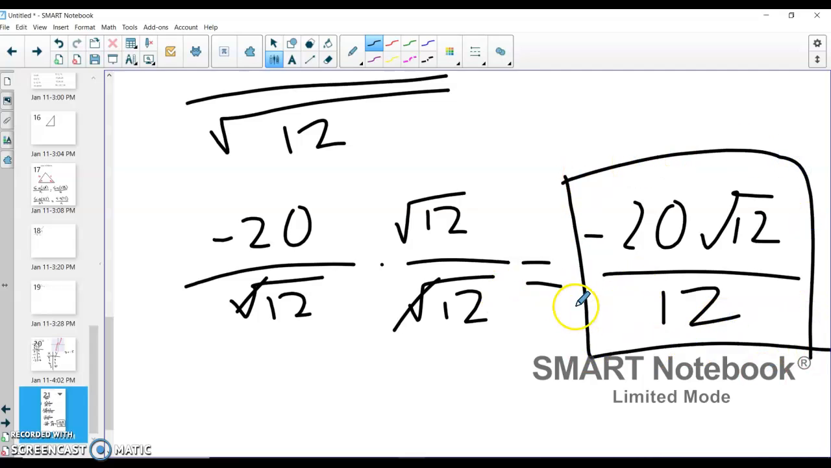And again, it's called rationalizing the denominator. We don't like square roots in our denominator at any time in math, and so we rationalize it by doing this.